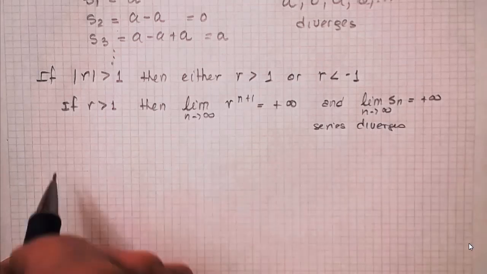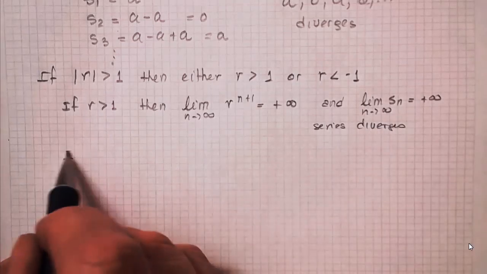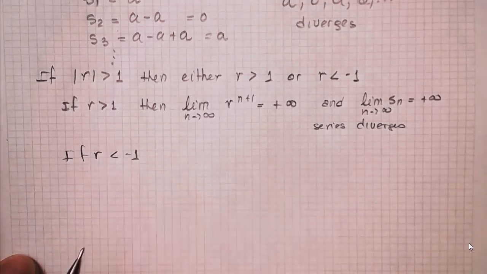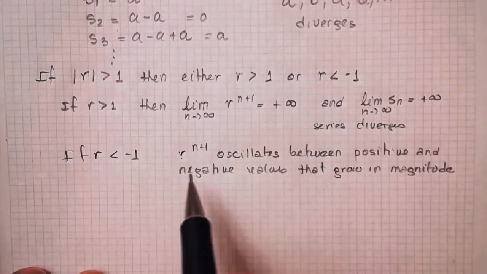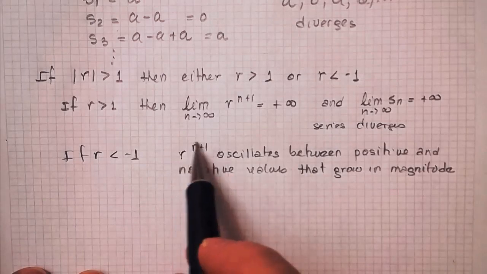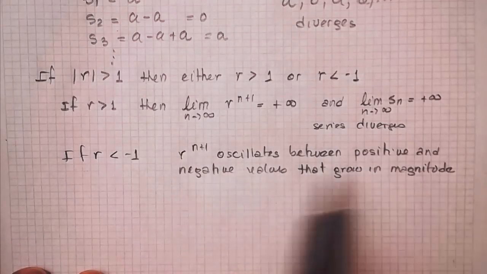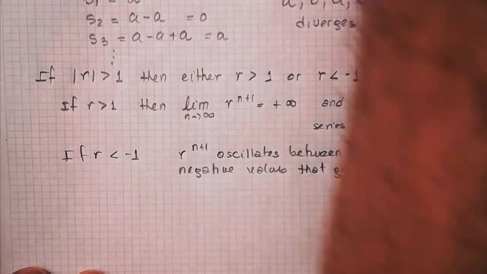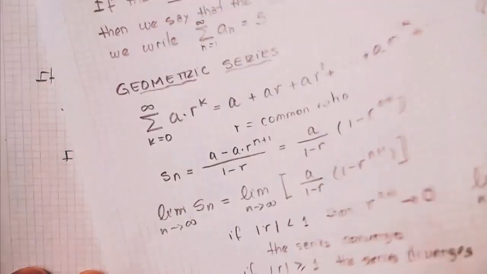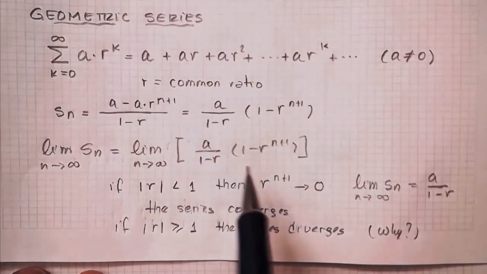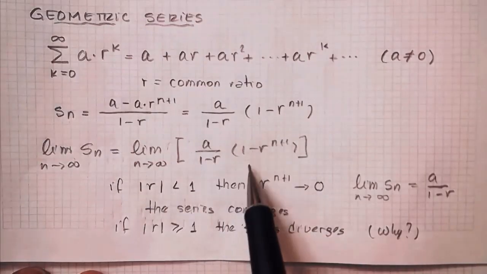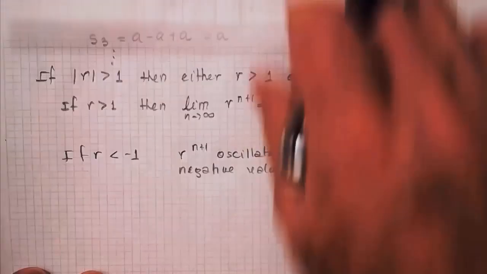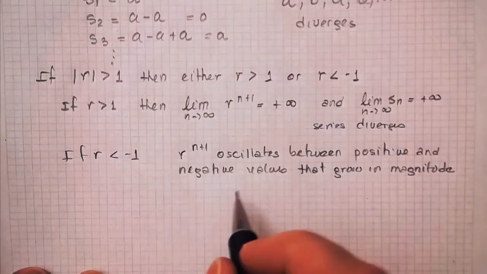Now, what if r is less than -1? In that case, this oscillates between positive and negative values that grow in magnitude. Therefore, the limit of the partial sum will be growing in magnitude but going up and down, and therefore the series diverges.